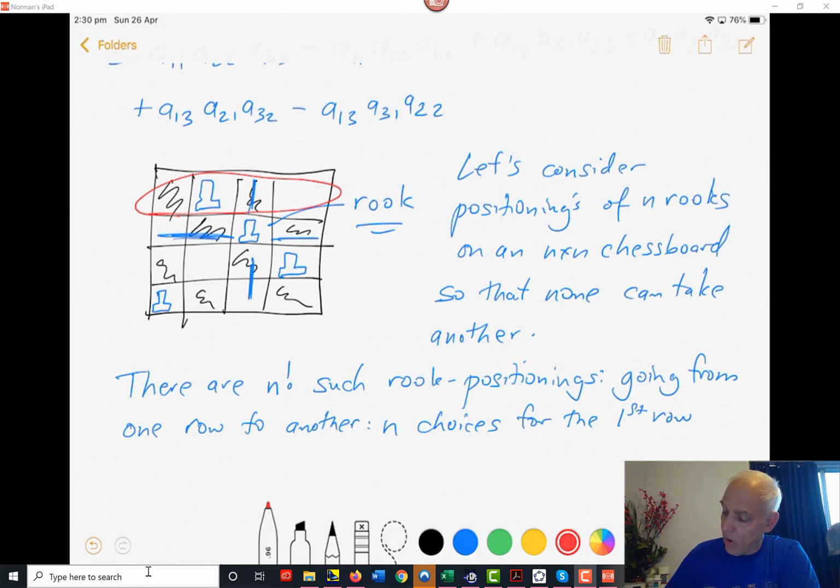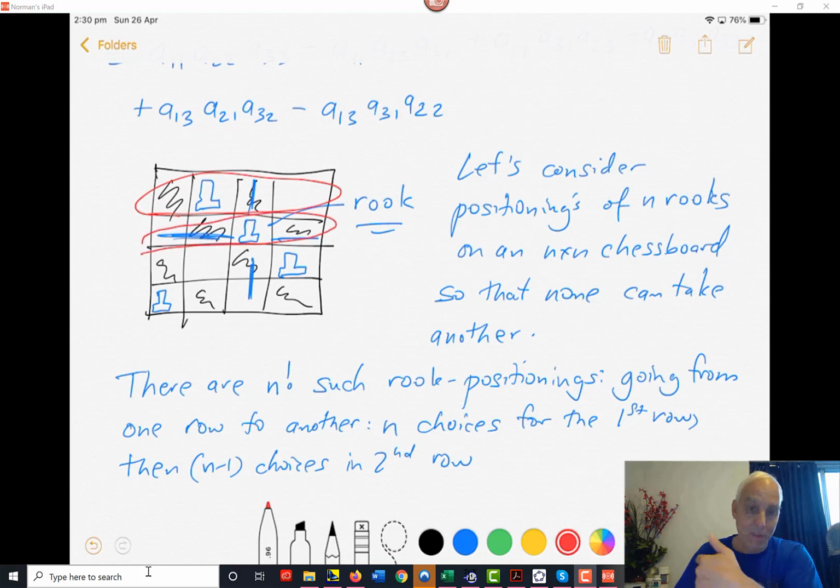And then in the second row, there are n minus 1 choices, because we're not allowed to put the rook in the same column that's already been occupied by the rook in the first row. And then n minus 2, etc., down to 1 in the last row.